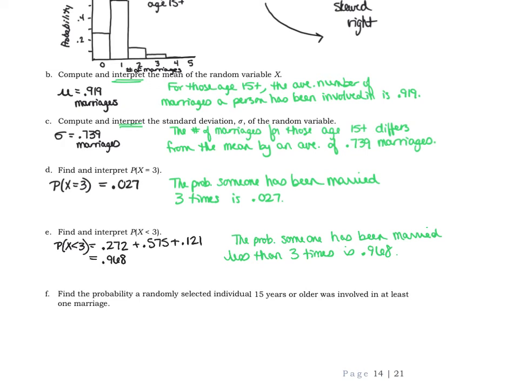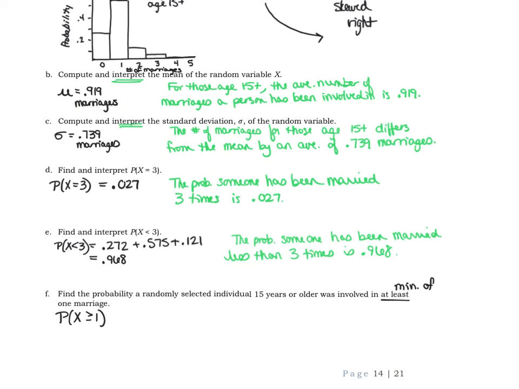Okay, and then the last one, question F, find the probability a randomly selected individual was involved in at least one marriage. Okay, at least one. So that is the probability that X is greater than or equal to 1. At least one means a minimum of, okay? At least one or more times.